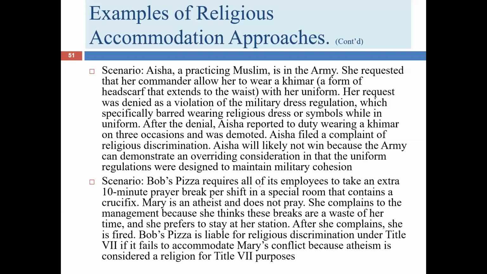Obviously, Mary cannot be required to pray, but it could be part of the job responsibility to take a 10-minute break. So again, probably the best answer for Bob's Pizza is just to say, Mary, if you don't want to pray, don't pray. Go about your business, take 10 minutes, get some fresh air, whatever.